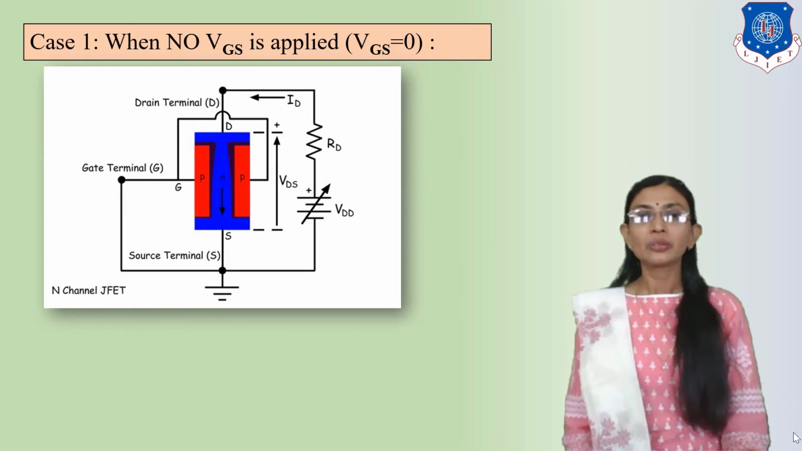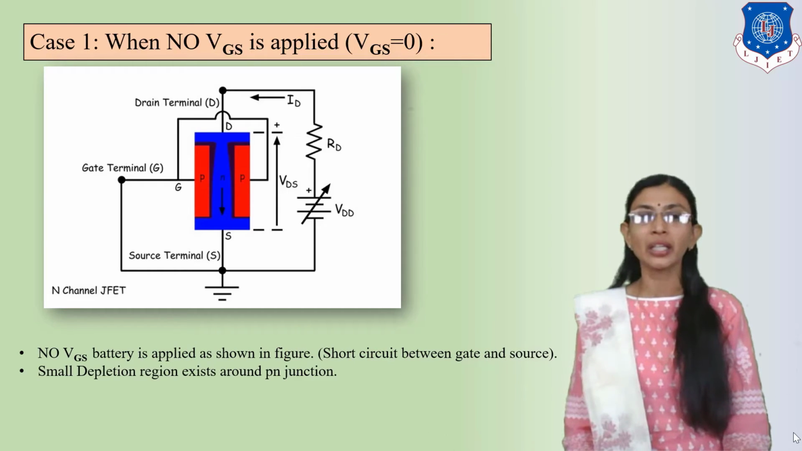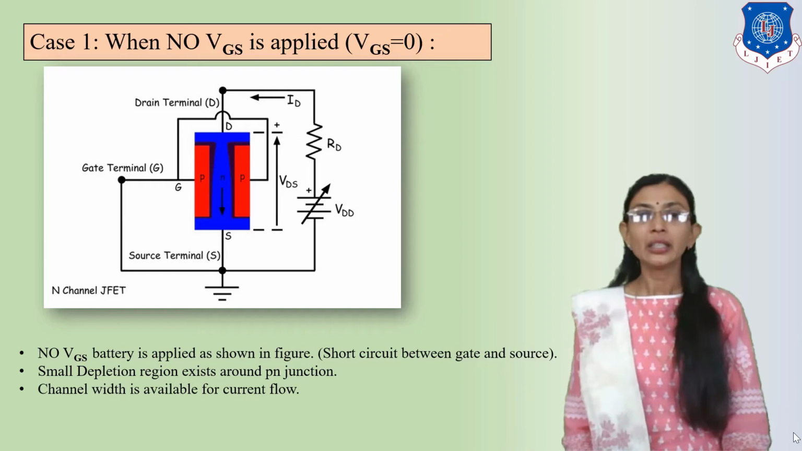Okay. Now if no VGS is applied, then what will happen? Short circuit between gate and source as shown in this figure. A small depletion layer exists around the PN junction according to this diagram, and channel width is available for current flow. This is one of the most important points to remember. If a normal depletion layer exists, that means channel width is available for current to flow easily, and maximum current can flow in the no bias applied case.